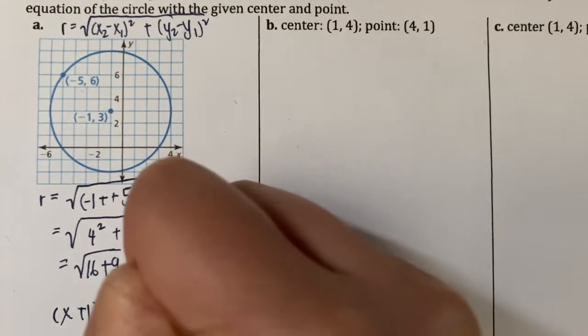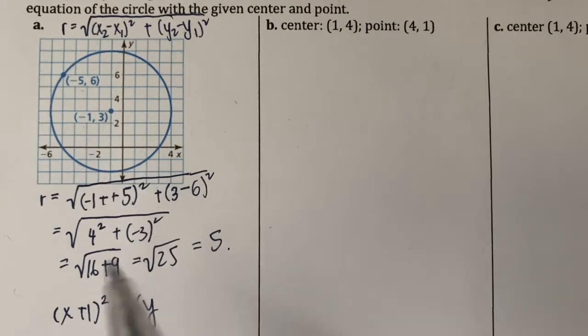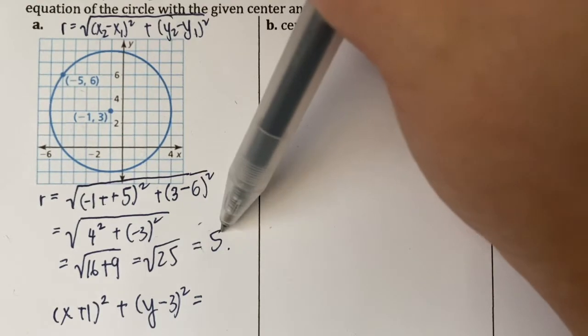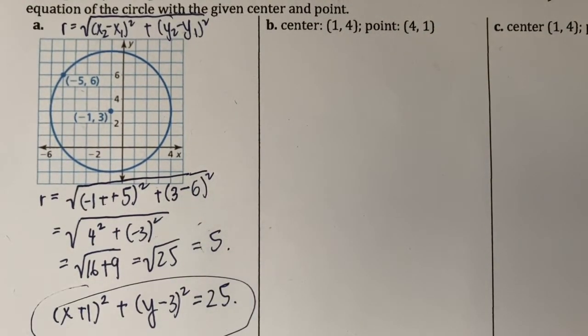And then you add it to y, the opposite of your k value. So +3 is going to turn to -3 squared. And you want to set it equal to your radius squared. So 5 squared, 5 times 5 is 25. There's the equation of your circle. Let's do this one more time.